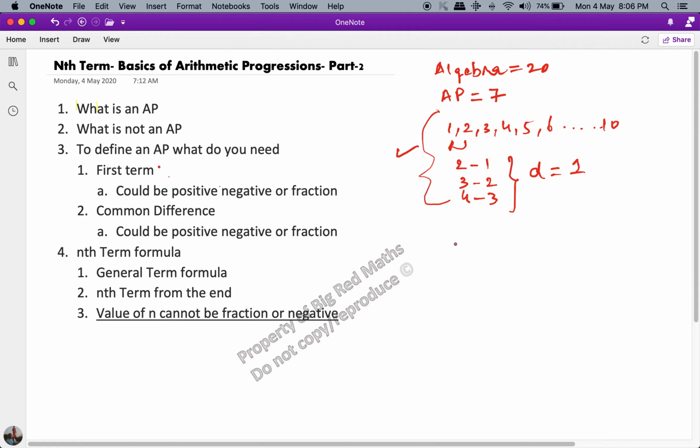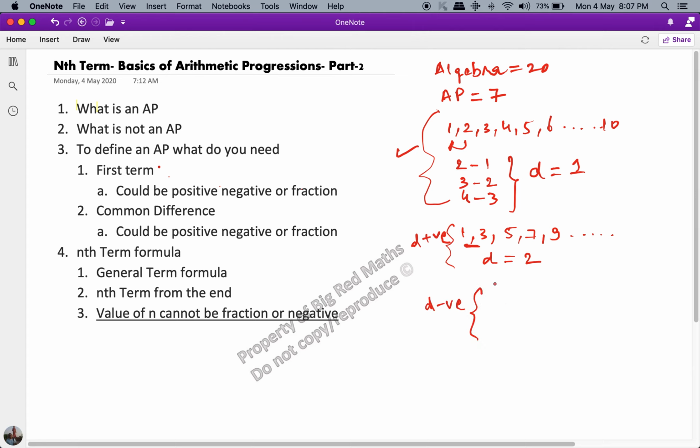If I write another series, which is say 1, 3, 5, 7, 9, and so on, this is also an AP, because the common difference is constant all through. The difference has to be constant. D is equal to 2 in this case. Now this difference could be negative as well. Here we studied D positive, so let's look at D negative.